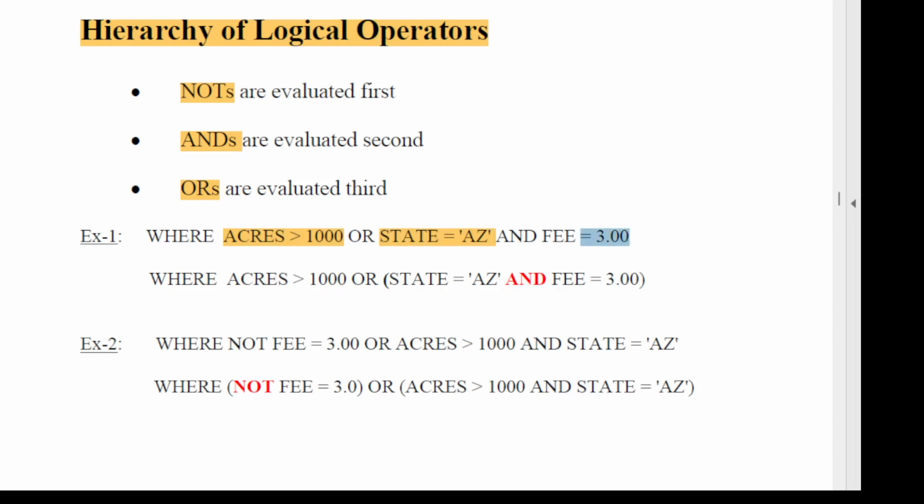Let's take a look at an example where acres is greater than 1,000, or state is equal to Arizona, and fee is equal to $3. Now, there's no nots in this condition. There's only ands and ors. What do we have to do? There's no nots, so and is done next. State equals Arizona and fee is equal to $3. Okay, that is done first. So that's why we have parentheses here.